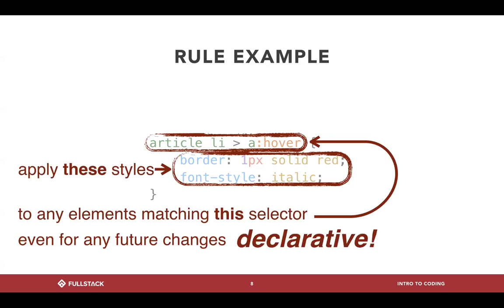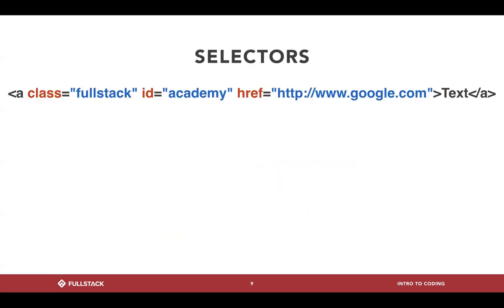Yeah, and it's going to be even for future changes. It's declarative. It is making a statement. It is saying, do this. So selectors. We've got a couple of different types of selectors.